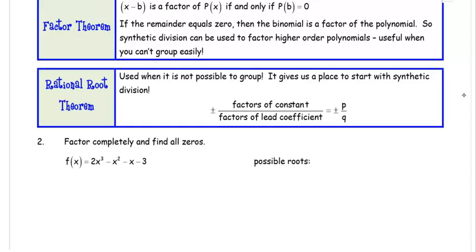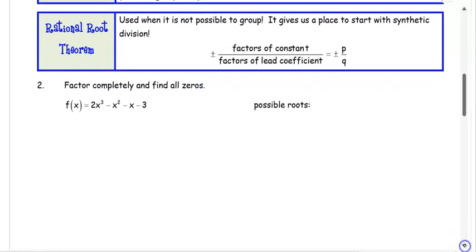Now the way this works is we take the factors of the constant, and then we divide them by the factors of the leading coefficient. The factors of the constant we say are our p-values. The factors of the leading coefficient are our q-values, and we have plus or minus for both of them. Now the easiest way to see how this works is to actually do a problem. That's what we're going to do here.